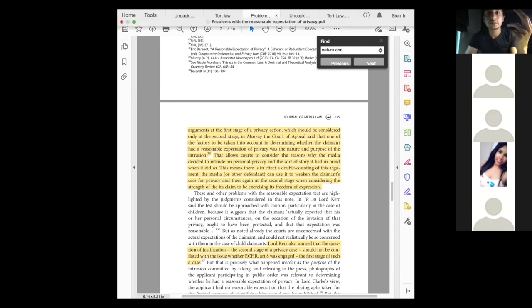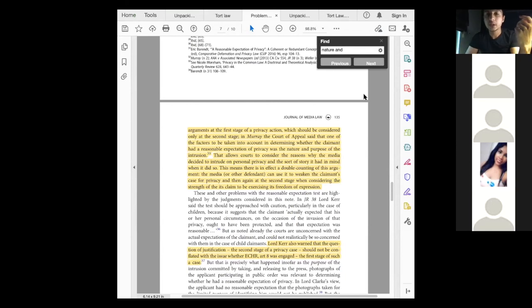And her second point was that it puts very much onus on the claimant. So, regarding that, this is the basic point in nature and purpose of the intrusion. She talks about these things in bits and pieces throughout the article, but that is not the important bit.